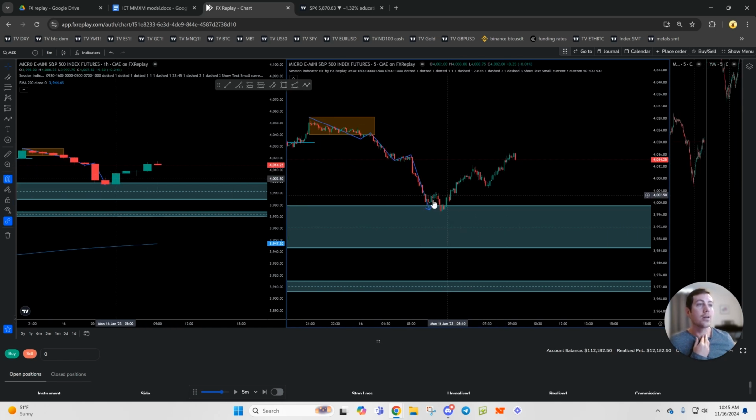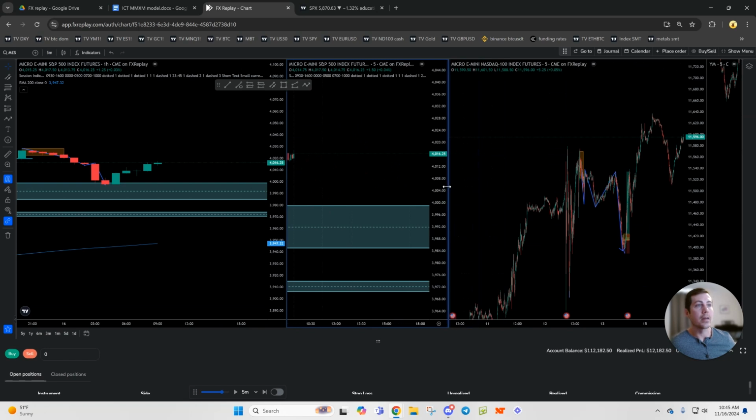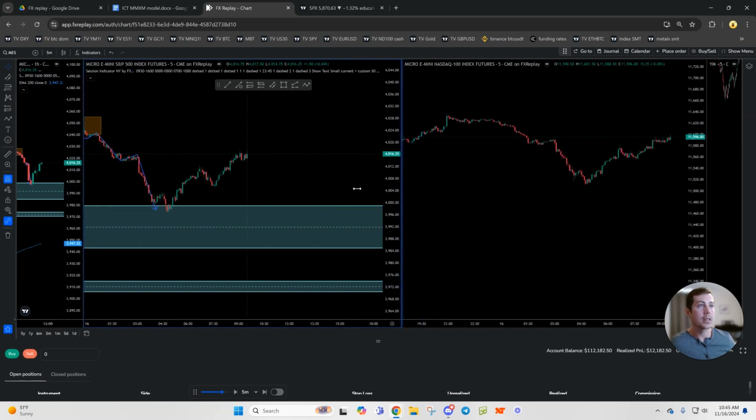So let's go to New York session. We've got a couple more candles here. All right, so we're at New York open. Let me see real quick if we had SMT divergence at these lows, because that would maybe confirm that this smart money buy has taken place.